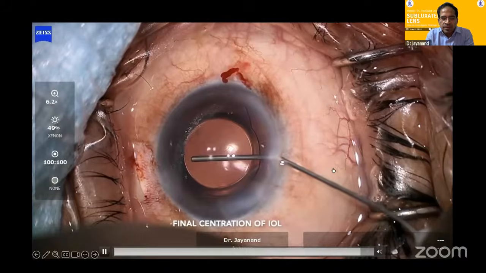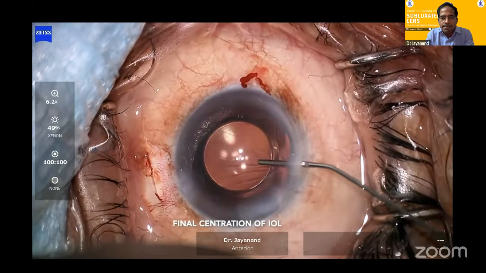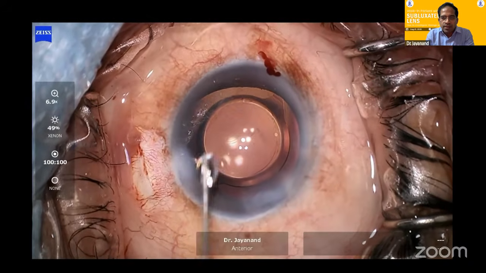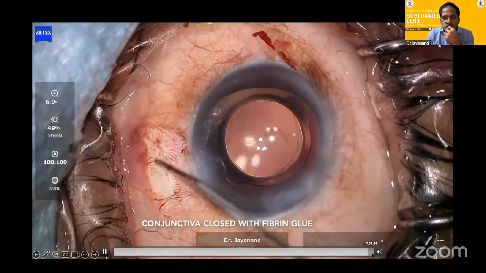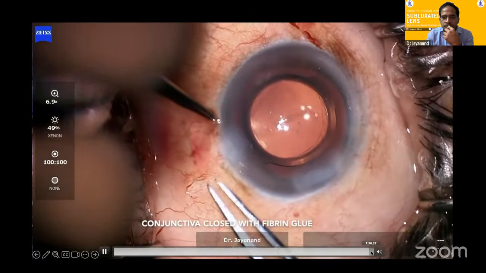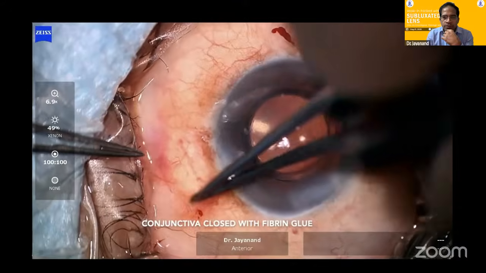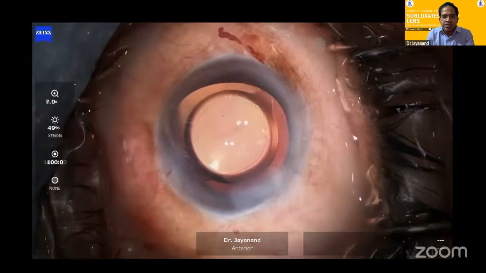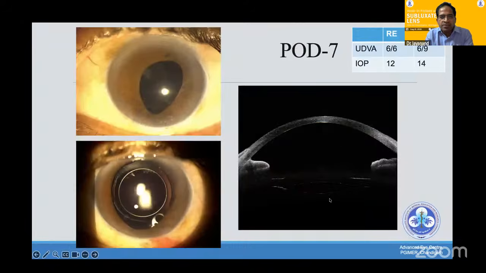So after the final knot, I'm doing a final centration of the IOL. And conjunctival closure was done with the help of a glue. So that's the end of the surgery. On post-op day 1, the vision was around 6/12 with a mild corneal haze.